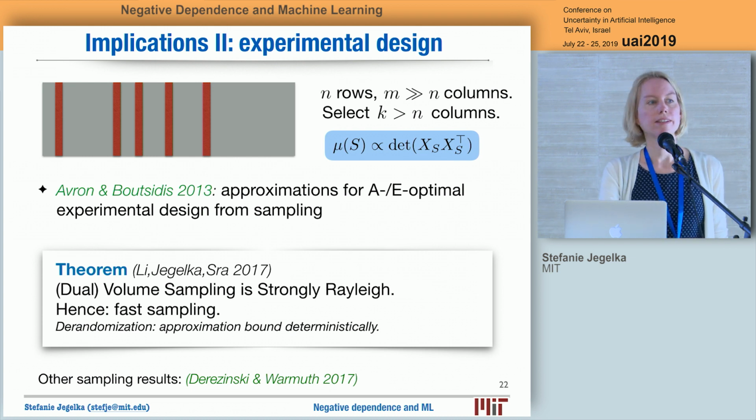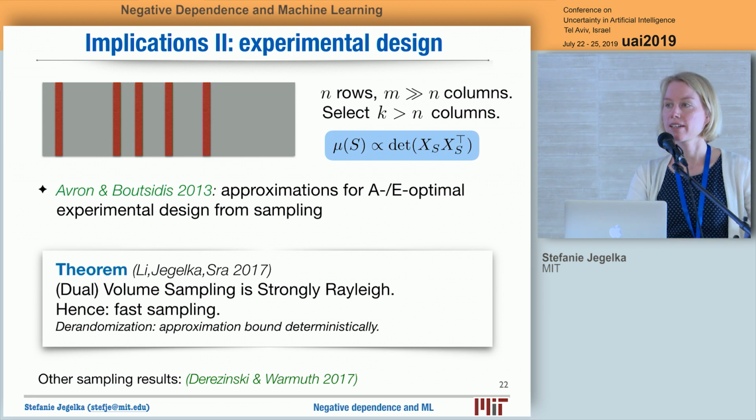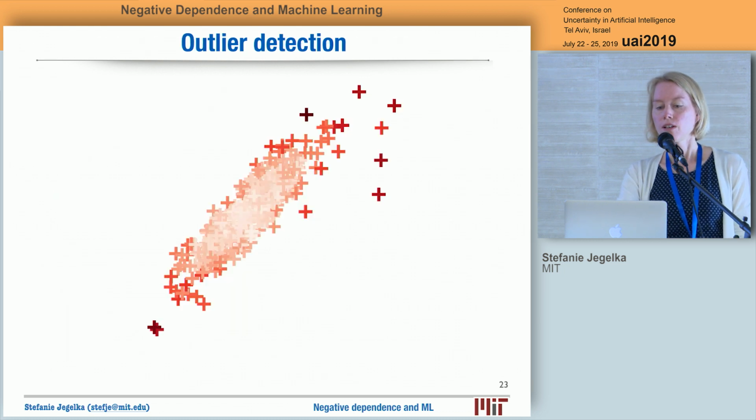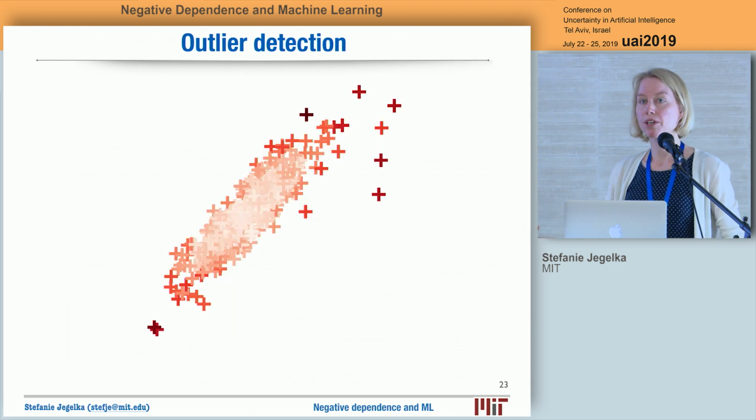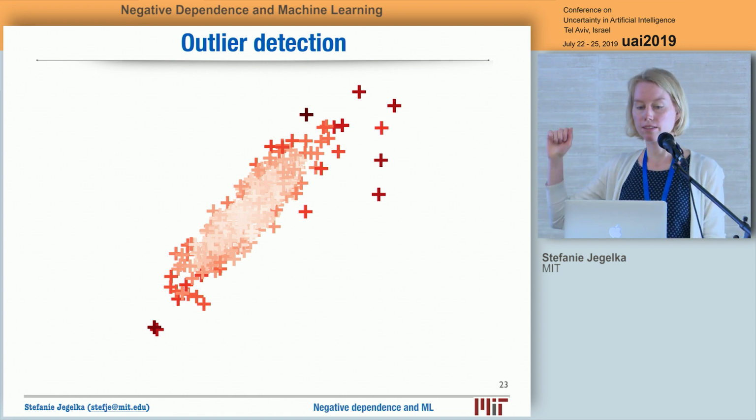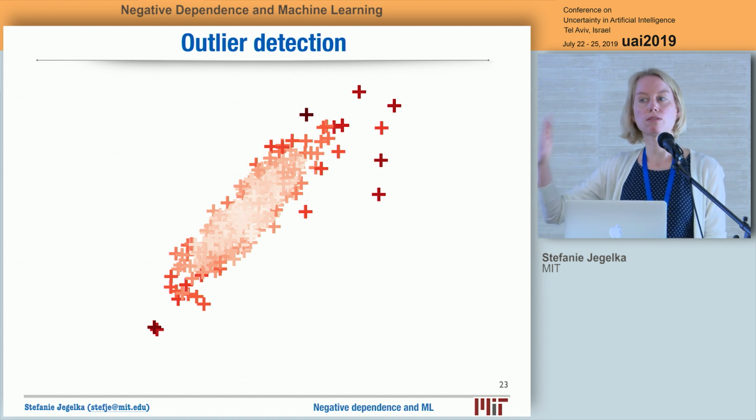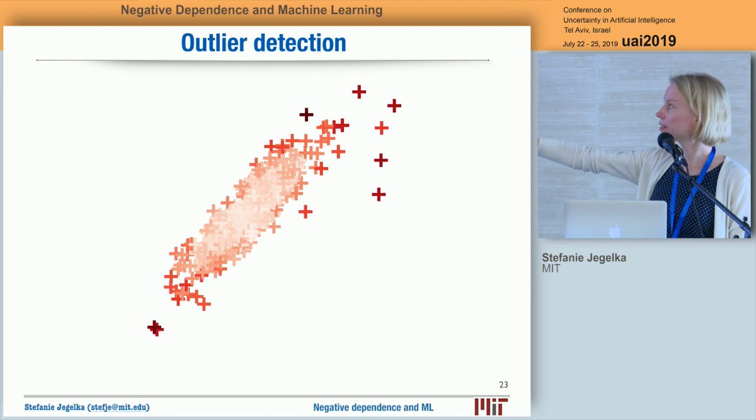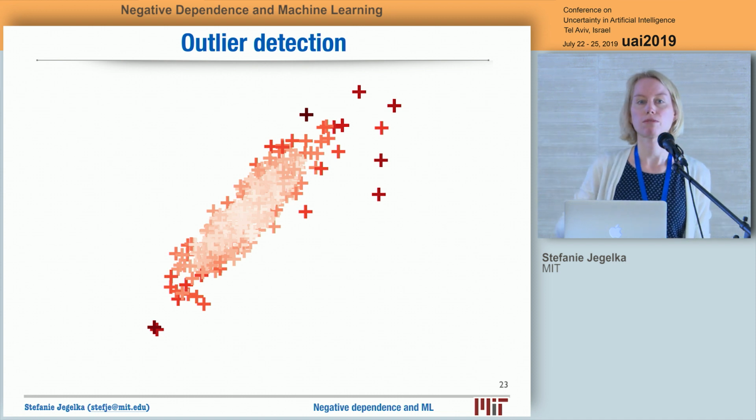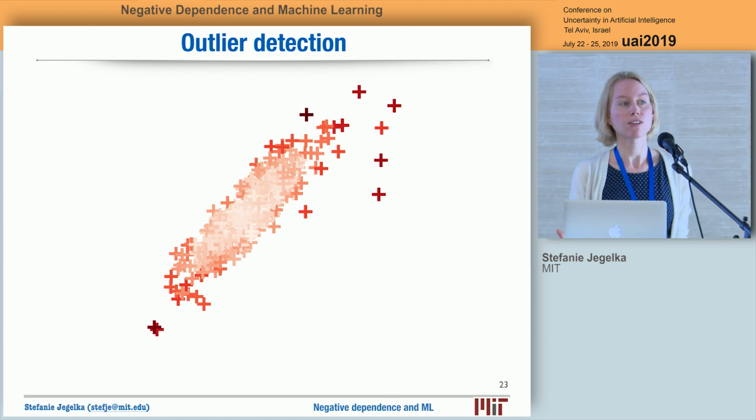Now, let's look at a different example, and let's think about what happens if we take negative dependence to the extreme. So here, what I have is a set of points, and I have a distribution with strong negative dependence, and the color of the points is how often they were sampled when I do repeated sampling. What you see is that the points on the outer rim of our point cloud get sampled more often, obviously because we have repulsion. So these are the outliers.